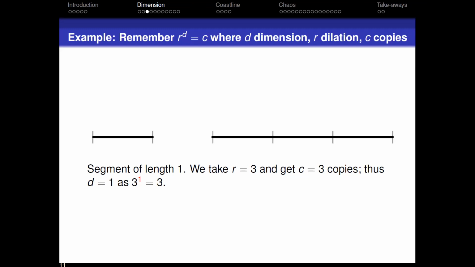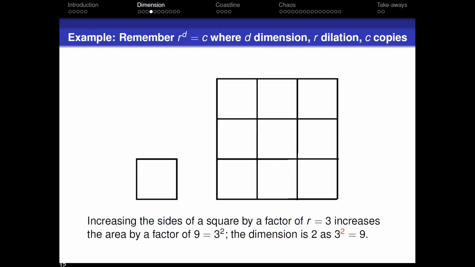So if we did a line in one dimension, we could take, it's also known as a square, right? Take a square. We dilate it by a factor of 3. Now we have 9 copies of the initial square. So when we solve r to the d equals c, r equals 3, c equals 9. We have 9 copies, so the dimension has to equal 2. This working definition gives us that the dimension of a square is 2.